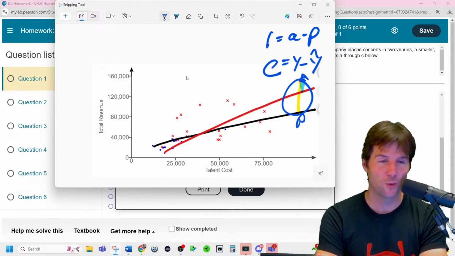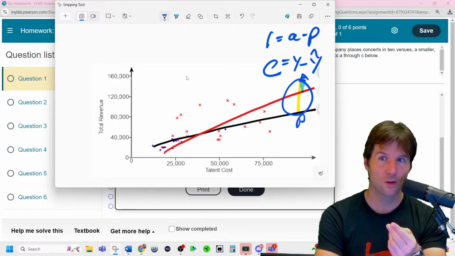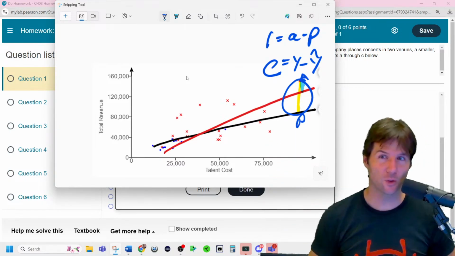So what is a residual? A residual is how much we miss the point by. How far away the actual is from the predicted. Exactly. Residual equals actual minus predicted.